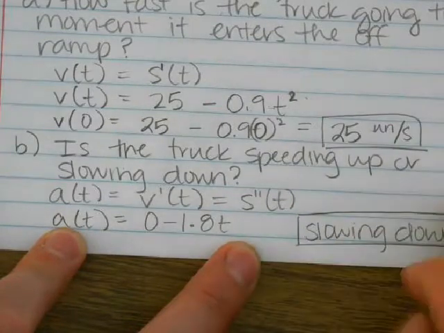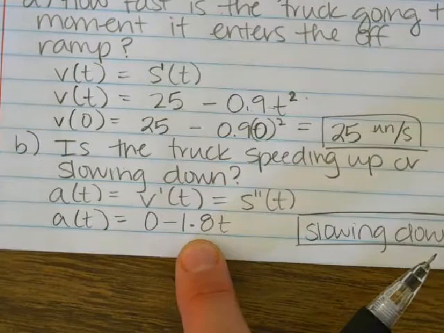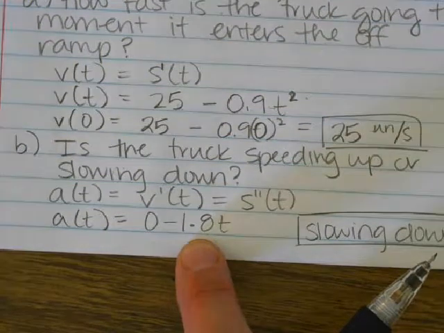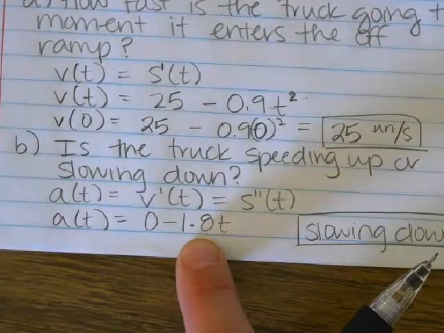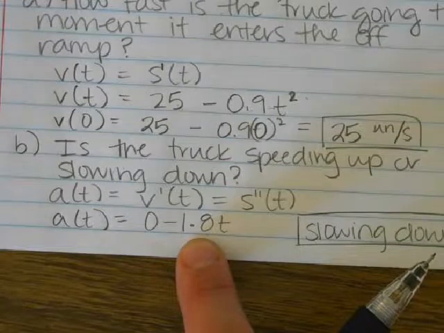I'll address it in a future video, but basically if the signs are different, if the velocity is positive and your acceleration is a negative number, that means you're slowing down. If they're the same, it means you're speeding up. So 2 negatives would make a positive. 2 positives would stay positive. One of each makes a negative. Yeah. Yes?